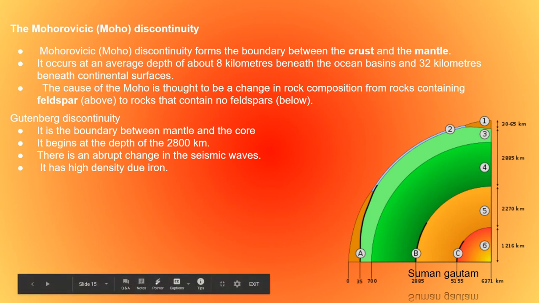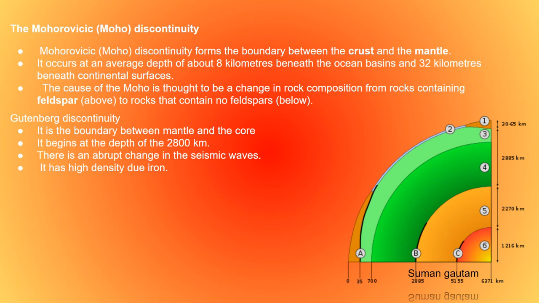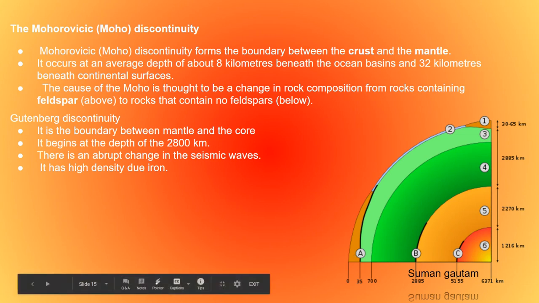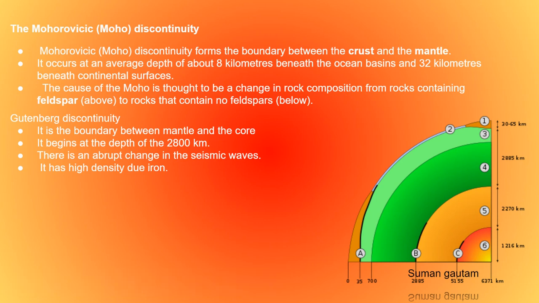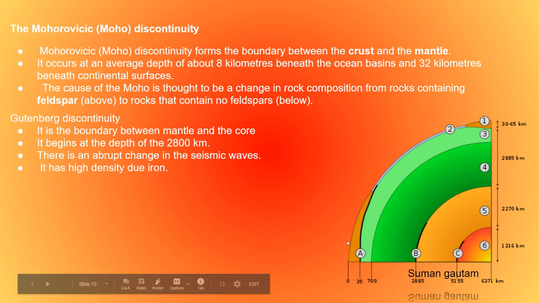The cause of Moho discontinuity is thought to be change of rock composition. Obviously, we are going from a solid surface to a liquid surface. By now, you all should know that this light green layer is upper mantle and upper mantle is liquid in state. So we are going from a solid state to a liquid state. That is why Moho discontinuity is found. There is abrupt change. And we also see the change in the rocks. So there is a rock composition which is changing. So here there is a feldspar, but there is no feldspar in this discontinuity.